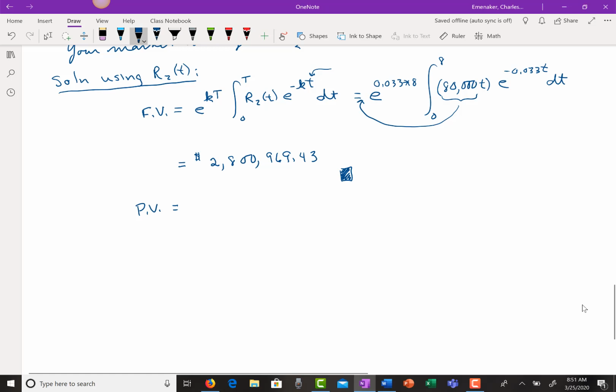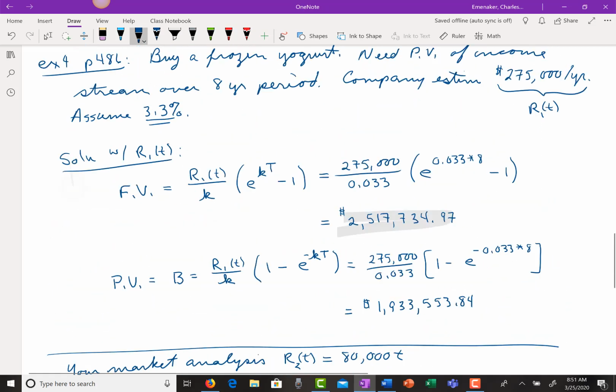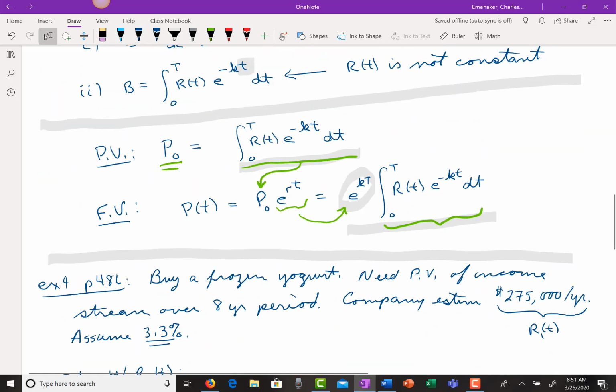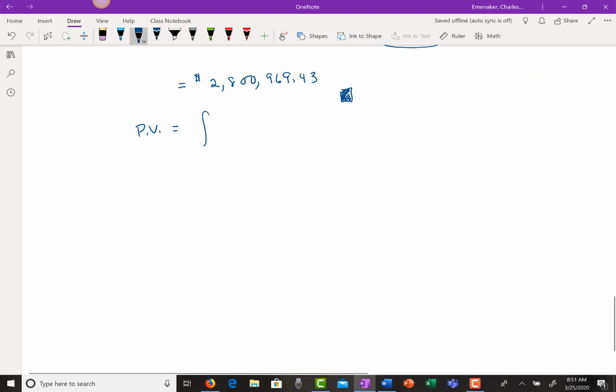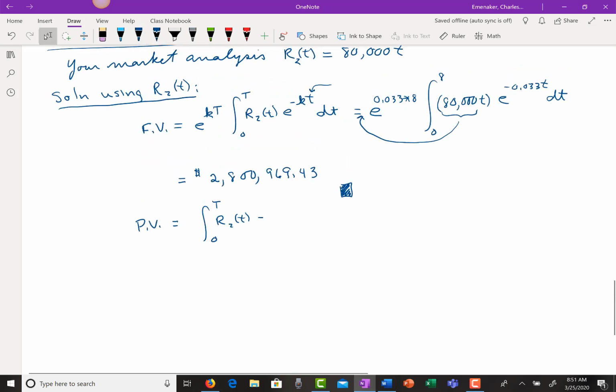Okay, so to get the present value, we need to go back up here in our definitions. Here we are. Okay, our present value is going to be this integral right here. It's going to be the integral from 0 to capital T, our revenue stream that we're working with now, times e to the negative kt dt.